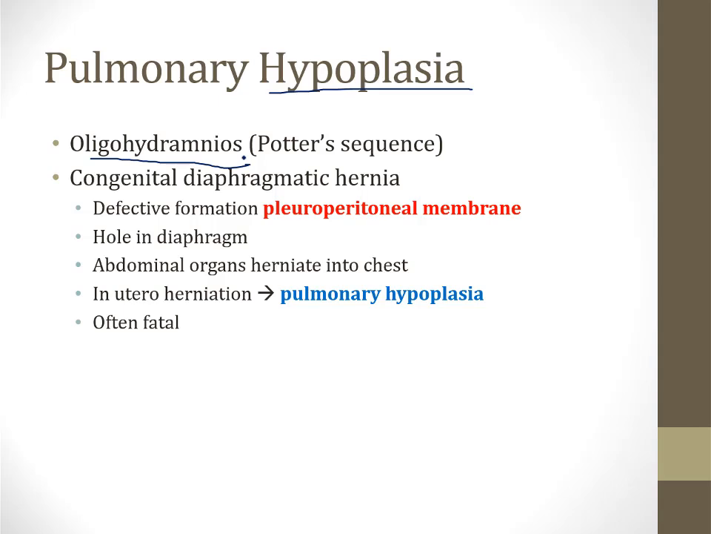And for this reason, pulmonary hypoplasia is one of the components of Potter sequence, which I talk about in the renal embryology videos. The second reason a baby could develop pulmonary hypoplasia is if they have a congenital diaphragmatic hernia.